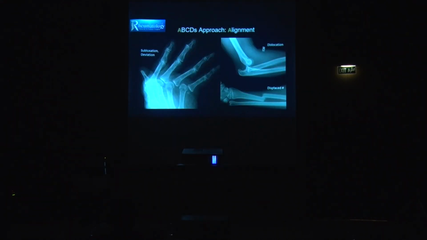So here are a few examples of malalignment. So you see here there is a dislocation. So really the long axis of this bone doesn't align with the long axis of that bone. Again, with displaced fracture, there is malalignment, and here there is ulnar deviation, so this axis does not line up with this axis.